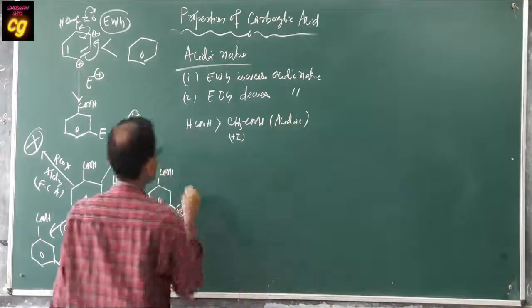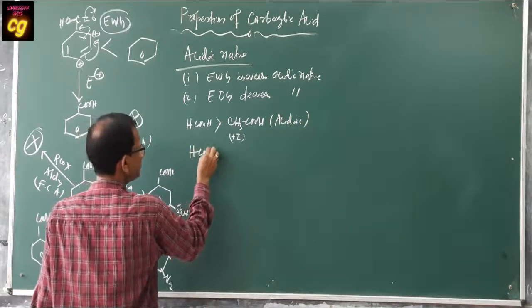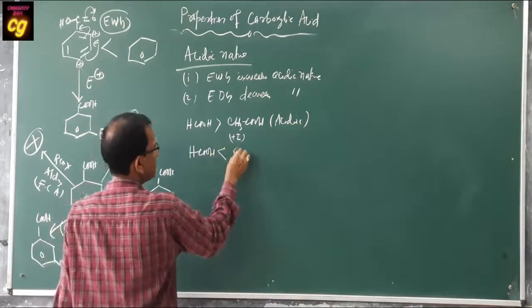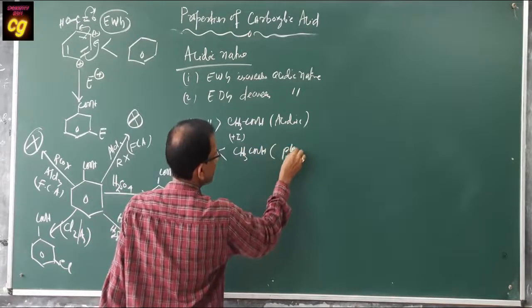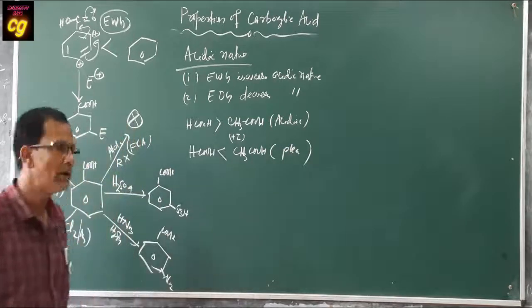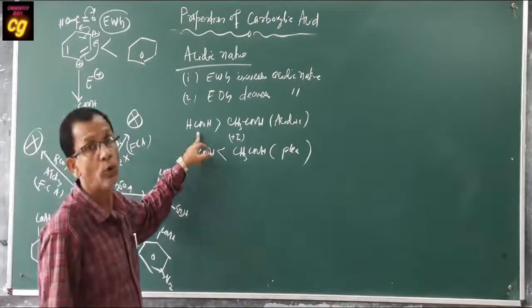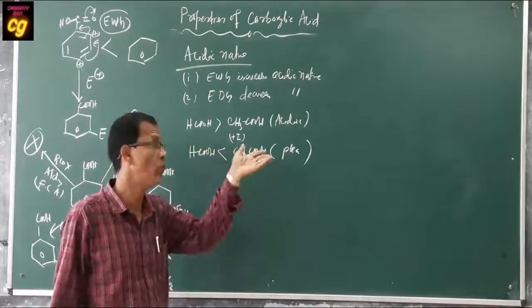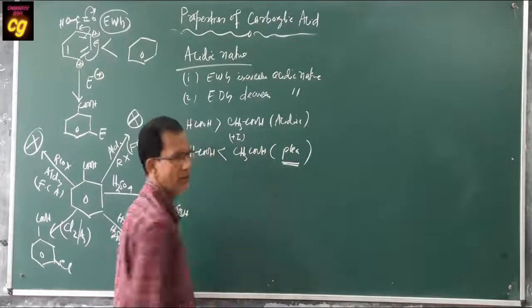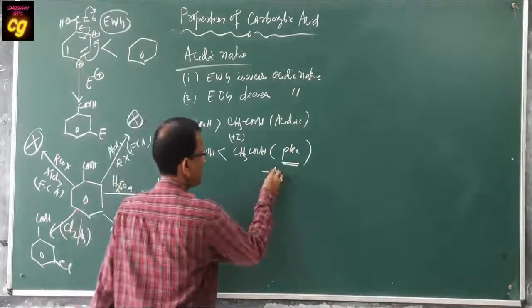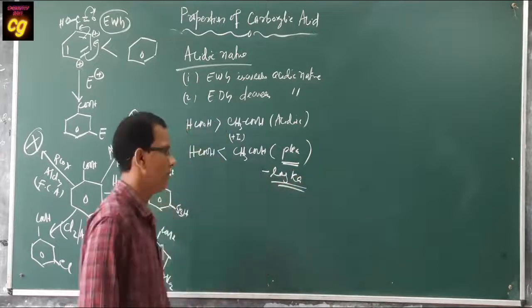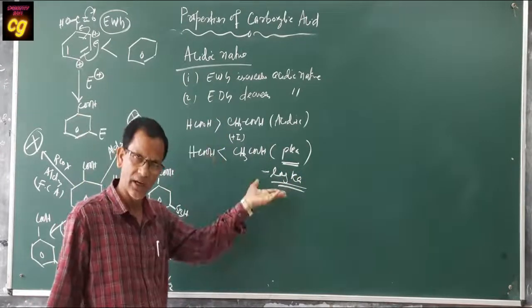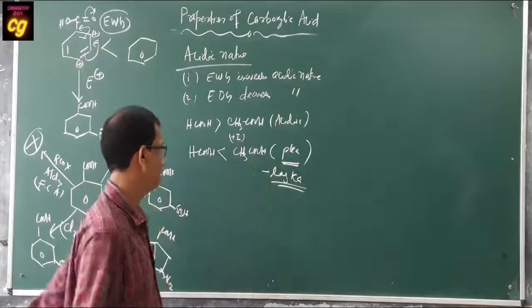Acidic in nature, but formic acid has a low pK value. If you compare the pK values, lower pK means more acidic. This is very important. pK is minus log K. So higher acidity means higher K, but lower pK.